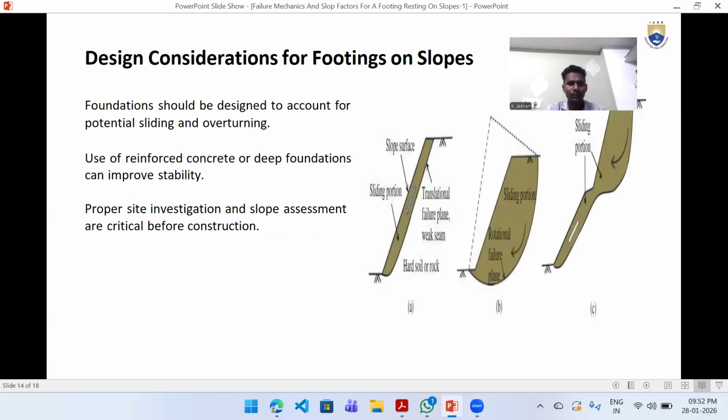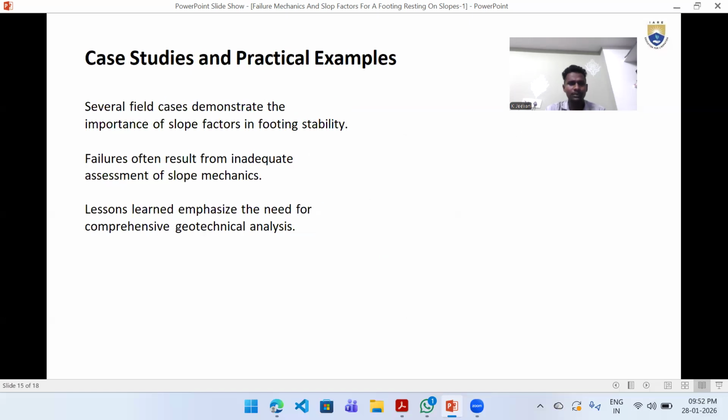Design considerations for footings on slopes, case studies, and practical examples. Several field cases demonstrate the importance of slope factors in footing stability. Failures often result from poor assessment of slope mechanics.